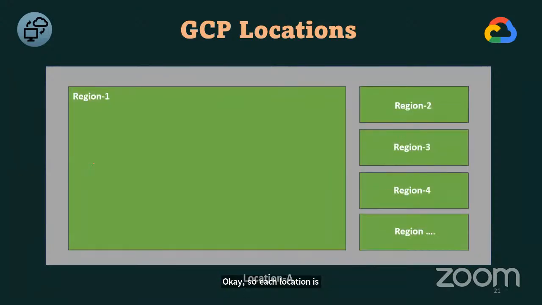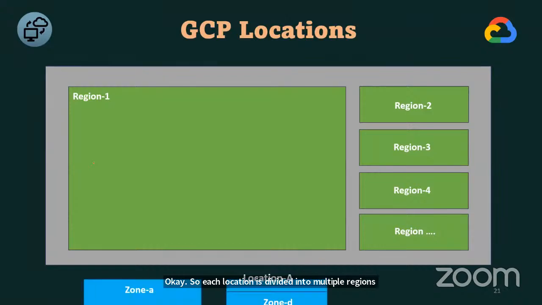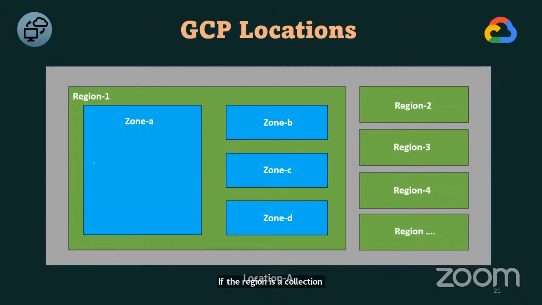Each location is divided into multiple regions. Region 1, region 2, region 3, region 4, and multiple regions will be there. Each region is a collection of zones. So you see here zone 1, zone 2, zone 3, zone A, zone B, zone C, zone D. Each zone is connected to one more zone via a high bandwidth, low latency network. Similarly, each region is connected to one more region also. So there will be a connection, so that from one end I can manage everything, right? When there is a connection, managing things becomes easy.